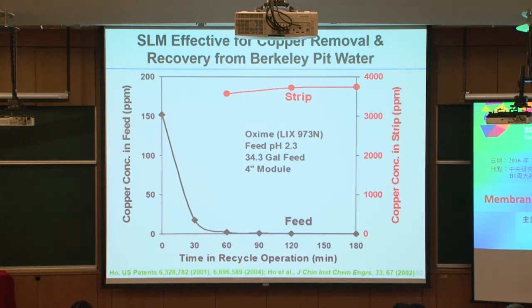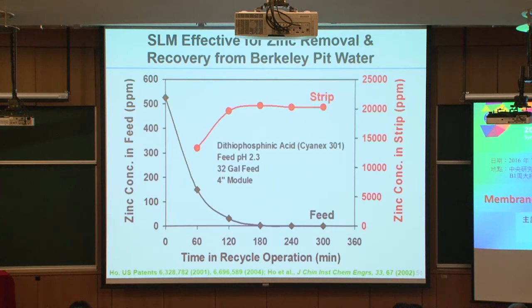And the Berkeley Pit water also contains zinc. The zinc concentration is higher, about 500-some ppm. We can get all the way up to about 20,000 ppm, which is 2% concentration.